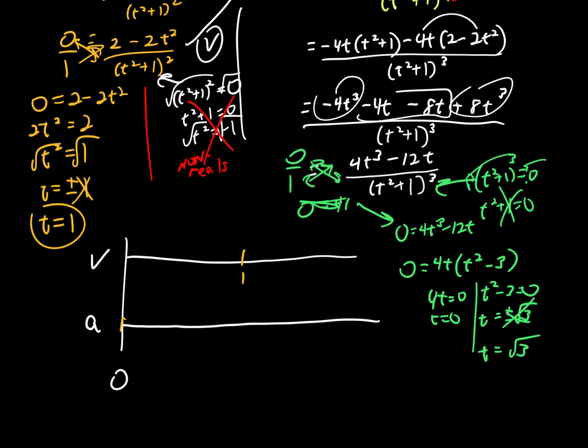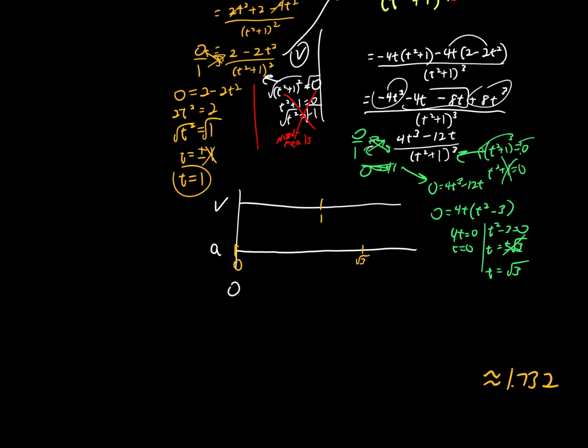We put those on the number line. Here's 0, and here is radical 3. Radical 3 is approximately 1.732-ish, just to give you a frame of reference. Now for test points. The velocity function we said was 2 minus 2t squared over this, and we want to test what's the velocity. Let's take a test point. If that's 0, how about we do a half, and we can do 2, right? So 1/2 and v of 2.